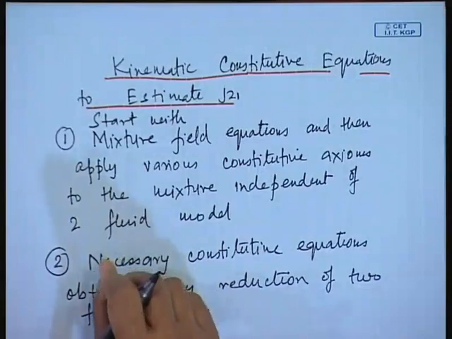So, remember one thing: in order to estimate J21, there are usually two approaches that we can use. One is we consider the mixture as a whole, and then from there we can find out the constitutive equations. Now, if we have to do this, then the mixture has to have more or less uniform properties throughout. But generally the two phases may not be in thermal equilibrium, and moreover their kinematic as well as mechanical states are greatly influenced by the structure and properties of the interface. So when the interface changes, this kinematic state is also going to change. Now, if that happens, then we cannot derive an accurate constitutive equation by using the mixture field equation.